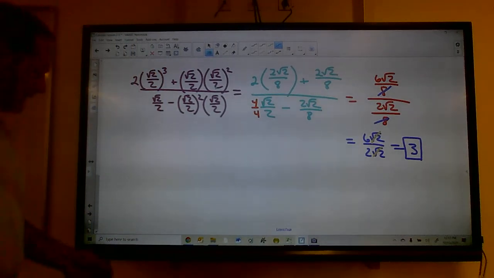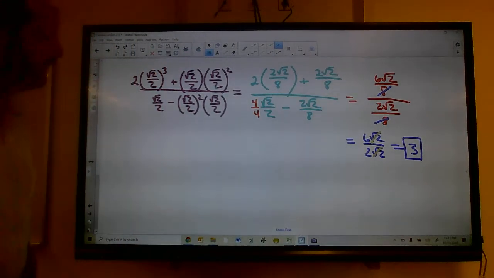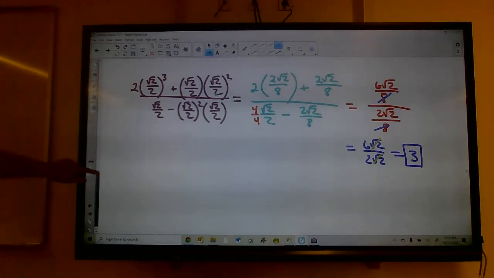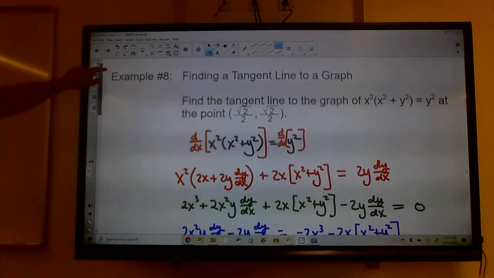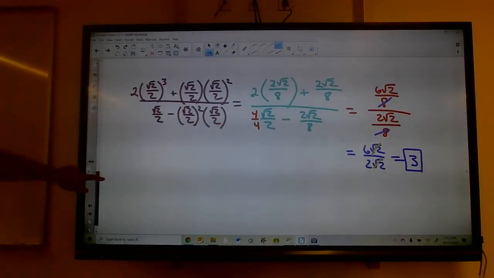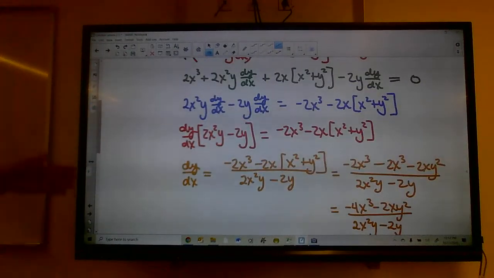I tried to do that in baby steps for you because there was a lot of canceling and multiplying and stuff. Okay, so my slope is 3. All that for 3. That's beautiful work right there. You don't get to do fun stuff like this in English or PE or art. In fact, that is a work of art.